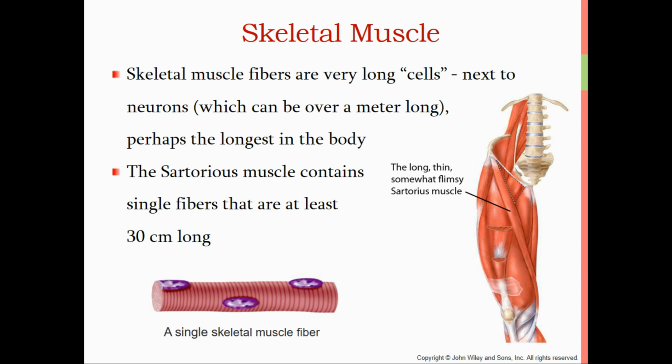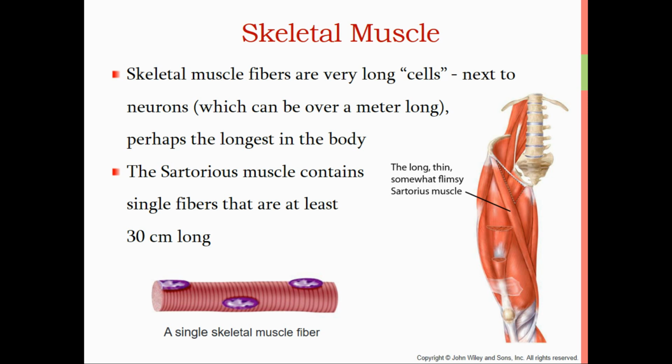Skeletal muscle fibers are very long cells next to neurons, which are also very long cells. Some neurons can be over a meter long. The skeletal muscle cells are going to run the full length of the skeletal muscle. So think about your biceps brachii. That's your muscle in your upper arm that bends your elbow. A biceps brachii muscle will run from your shoulder to your elbow. One cell will run that full length.